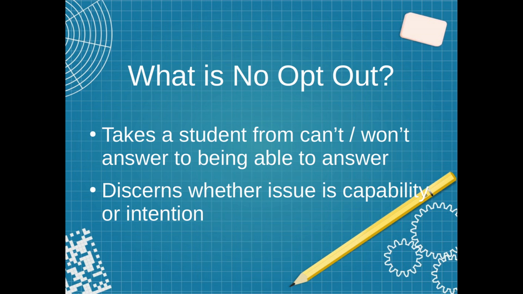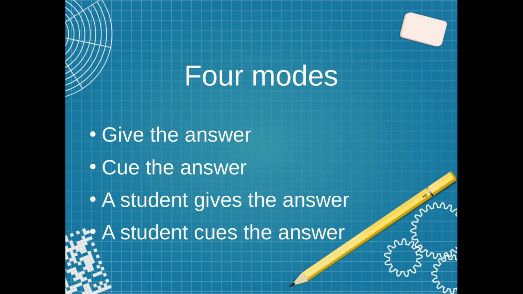So the question is, what is no opt-out? No opt-out is a technique where a student can't answer a question. So this takes them from not being able to answer that question to being able to answer that question. And as a secondary benefit, it discerns whether the student's issue is capability, whether they can't answer or whether they won't answer. And that's a very important thing for knowing what next steps you need to take with the student. So there are 4 basic modes for no opt-out.